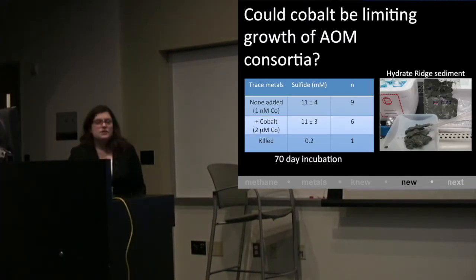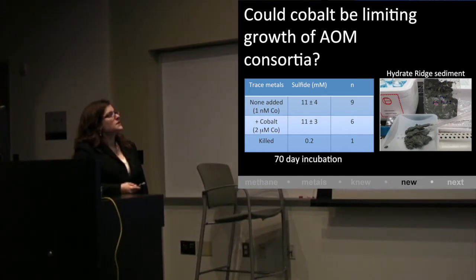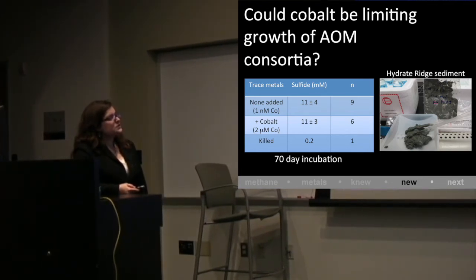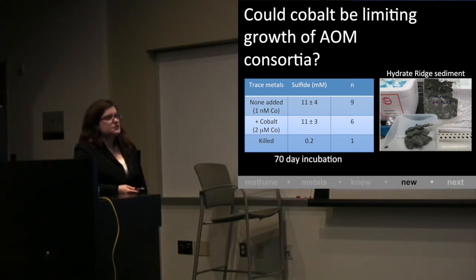So there's that question. And we did an experiment in the lab using Hydrate Ridge sediment. Shown here, we actually used sediment that had the lowest cobalt concentrations of all the pore waters that we measured. We did this all anaerobically. However, we found no difference in the amount of sulfide produced, which is a proxy for the amount of AOM happening, between the no added cobalt condition and the 2 micromolar cobalt addition. As you can see, the kill control did not produce sulfide. And this was a 70-day incubation.